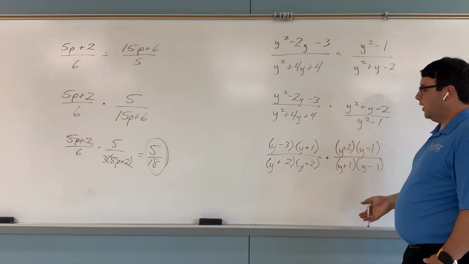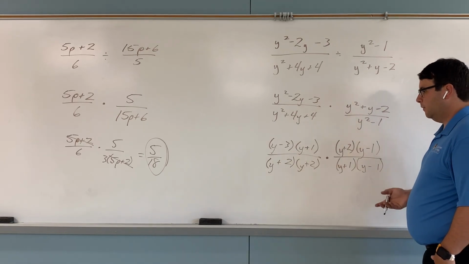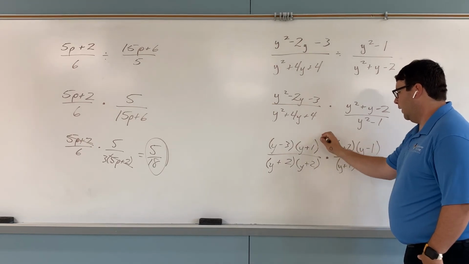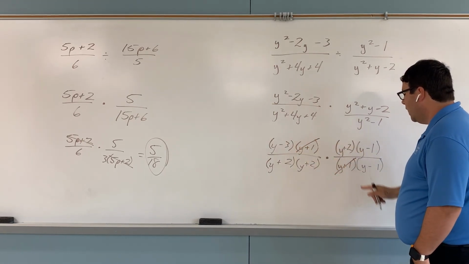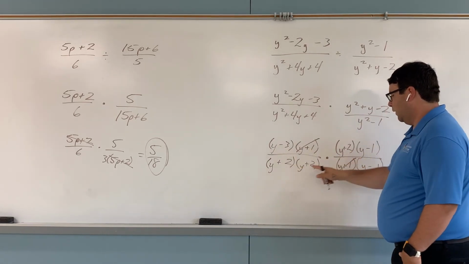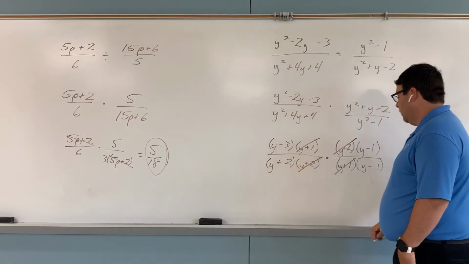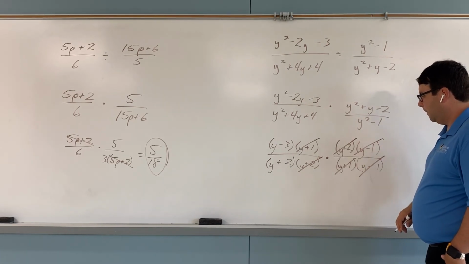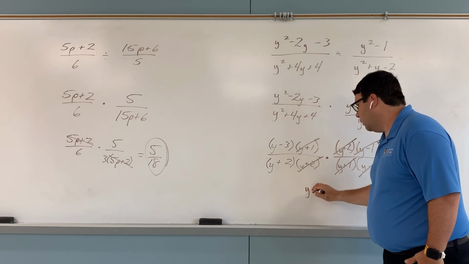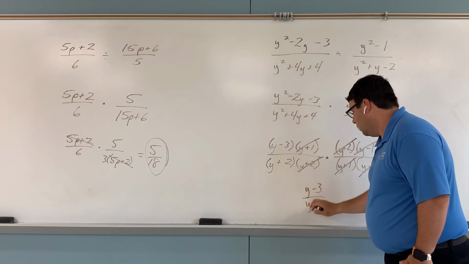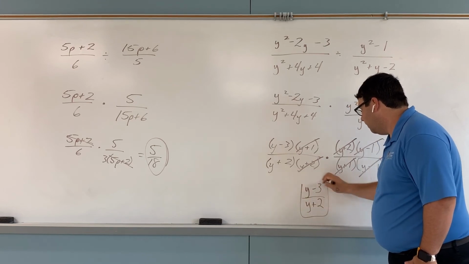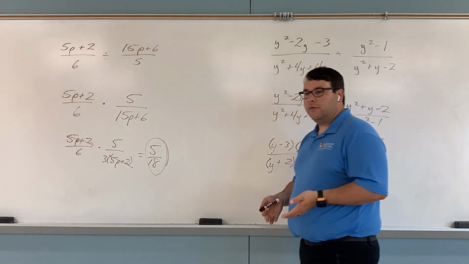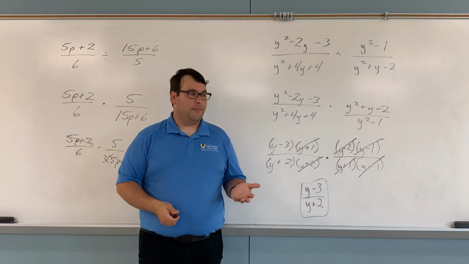So what we need to do is see if there's anything that we can cancel. So I see I have a y plus 1, so I can cancel that out. I see I have a y plus 2, so I can cancel that out. I have y minus 1, so I can cancel that out. And I am left with y minus 3 over y plus 2. And that is it.